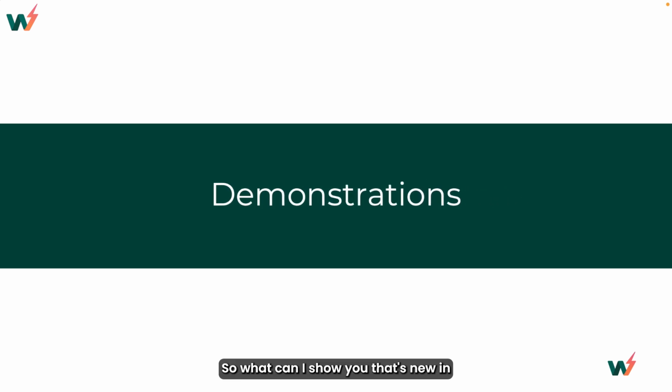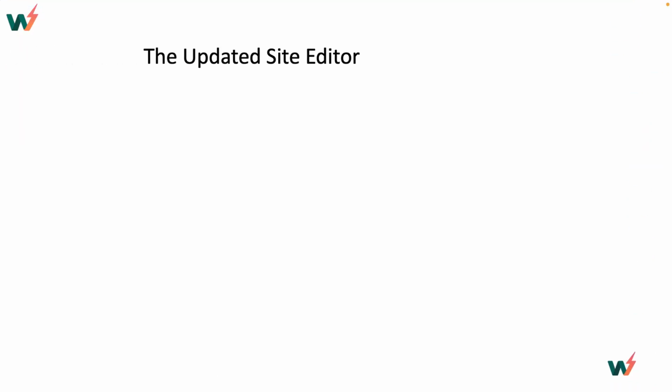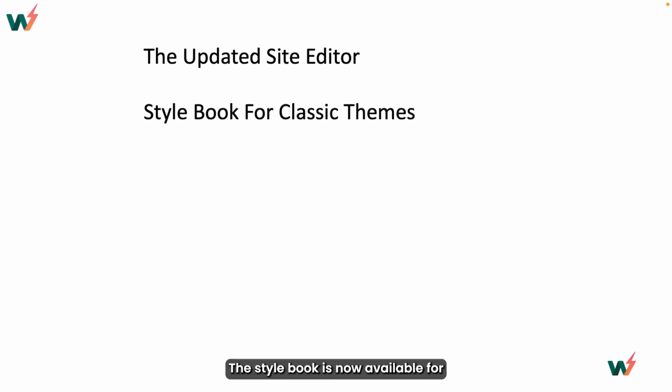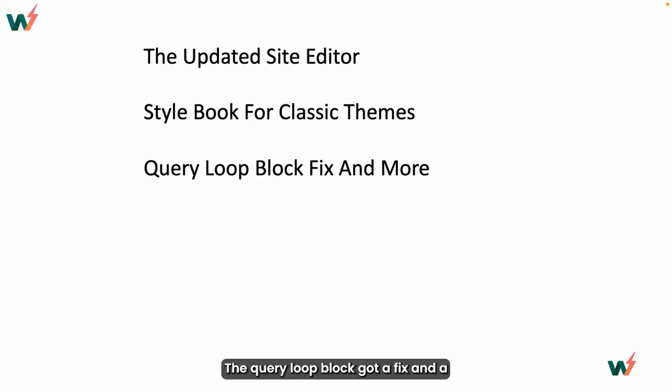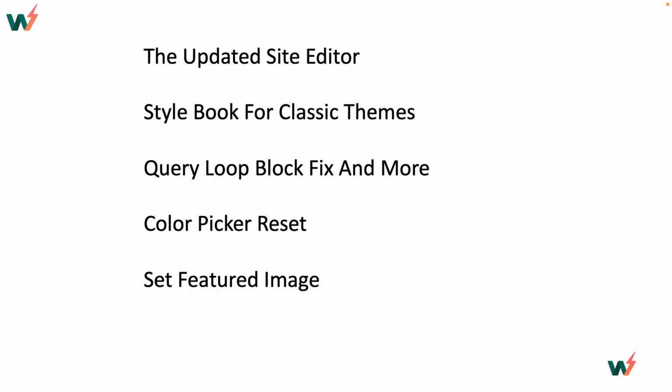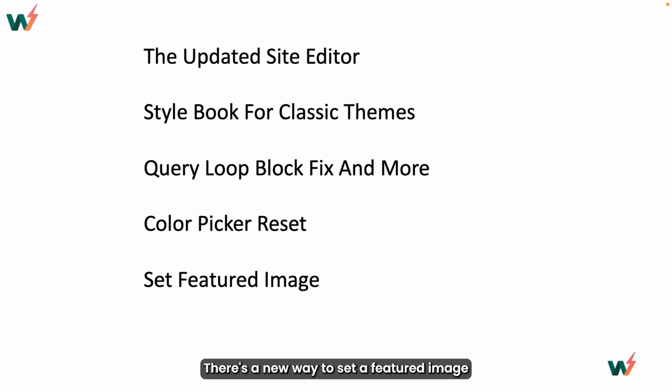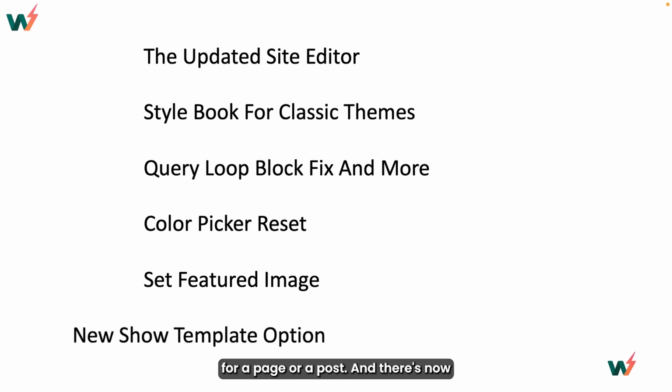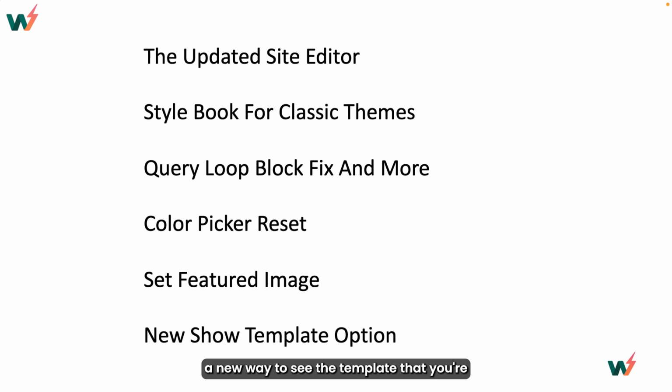So what can I show you that's new in WordPress 6.8 or is an enhancement? First, let's have a look at the updates to the site editor. The style book is now available for classic themes. The query loop block got a fix and a little more. There's now a color picker reset tool available for text and background colors. There's a new way to set a featured image for a page or a post. And there's now a new way to see the template that you're working on while you're in a page or a post.